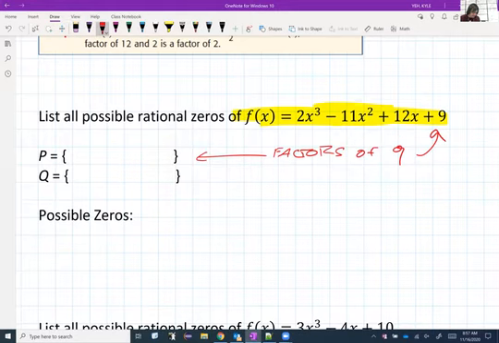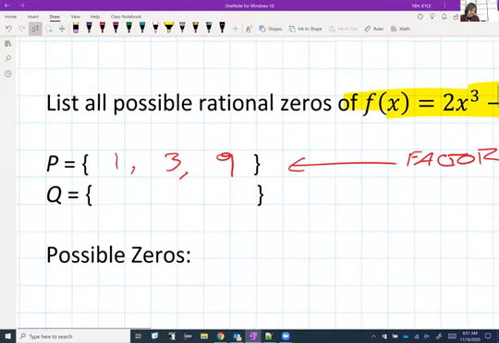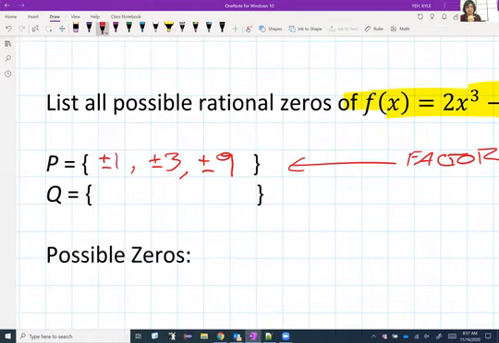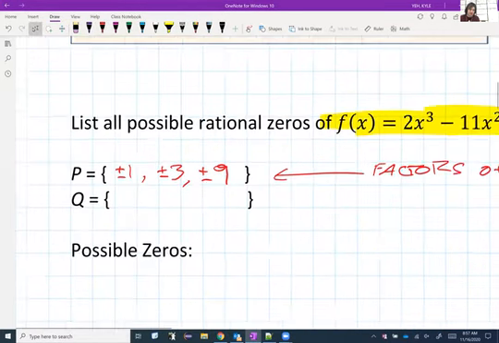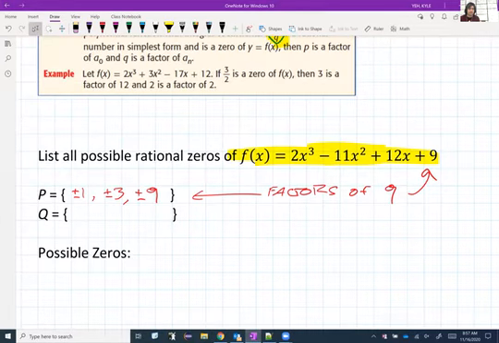Well, 1 goes into 9 evenly, 2 doesn't. 3 goes in evenly, 4, 5, 6, 7, 8. 9 goes in evenly. 1 times 9 or 3 times 3, right? And it does say list all possible rational zeros. They might be negative. So we also have to include -1 times -9 or -3 times -3. So P is the set of all of the factors of our constant, in this case 9.